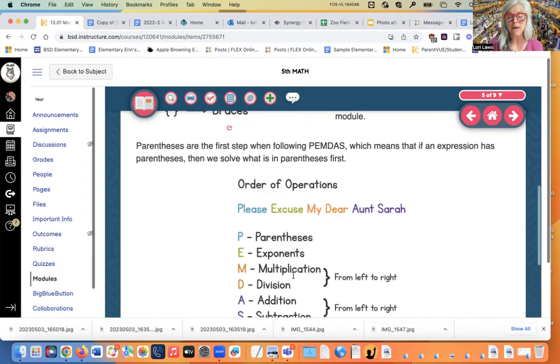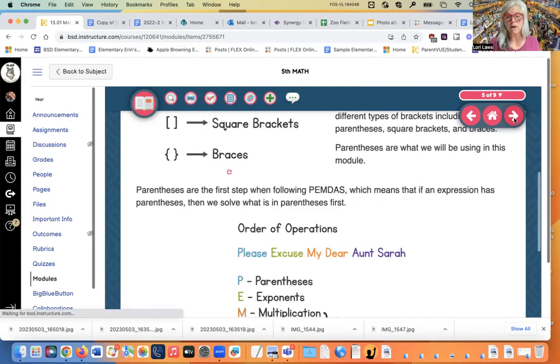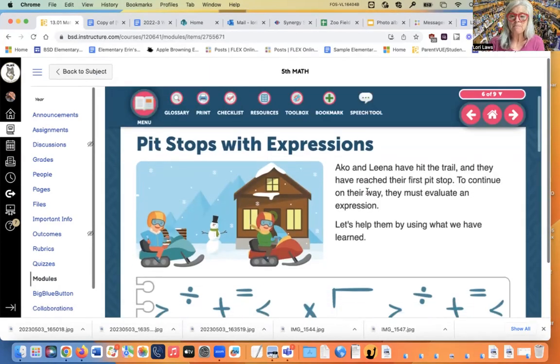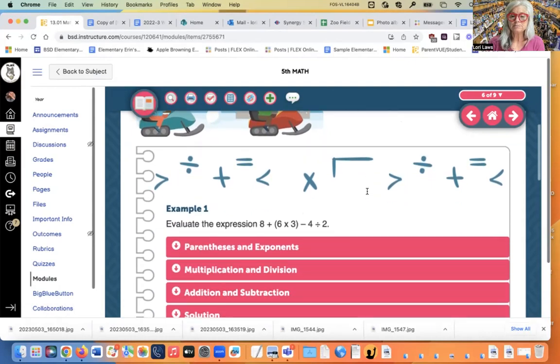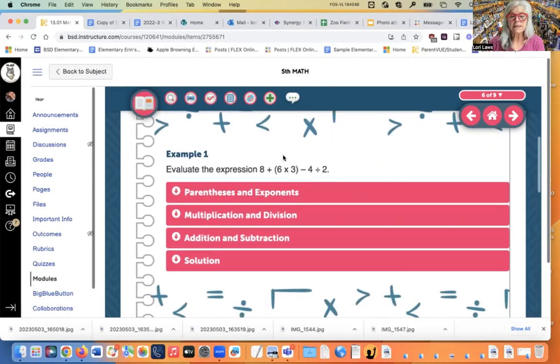So you have to remember that in PEMDAS, the P is the parentheses. Do those first. So here we go. We've got to evaluate this expression. Everybody solve it right now. Put it in chat and see if you can get it right. 8 plus parentheses 6 times 3 minus 4 divided by 2. Now remember, you're going to do parentheses, then multiplication and division second, then addition and subtraction. So let's see how you do on this one.